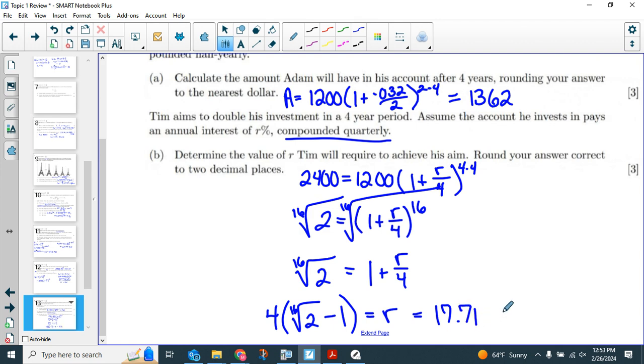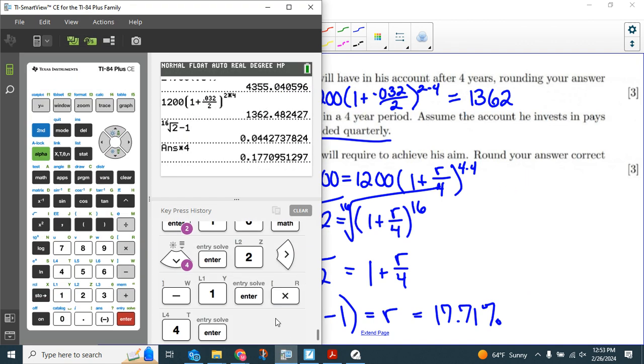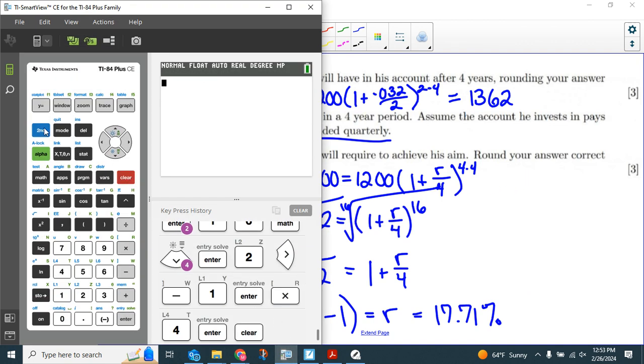To 2 decimal places, so 17.71%. Is that what you got? Yeah. And it's really weird. Sometimes the calculator you use just won't like it, right? Now, oftentimes if you clear the memory, sometimes it will fix that problem. In fact, oftentimes it does.